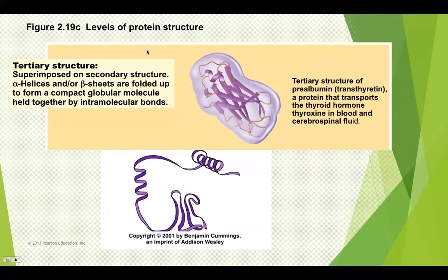Tertiary structure is actually the third level of protein structure, and you can see this is superimposed on a secondary structure, either an alpha helix or a beta sheet, which is going to be folded up to form a compact globular molecule. I think of this structure as, say you take a helix, like a slinky, and it's going in a helical spiral shape. So that spiral shape would be the secondary structure, and then if that slinky gets twisted up upon itself, that would be considered the tertiary structure, or third level. And this is showing you an example right here.